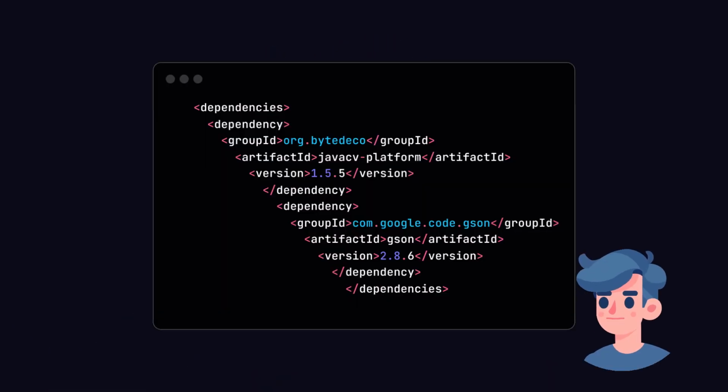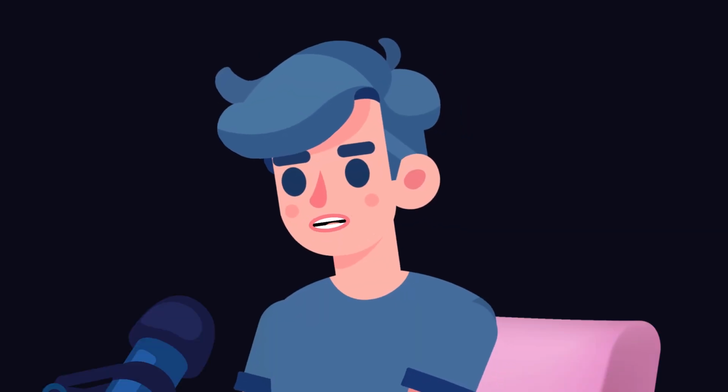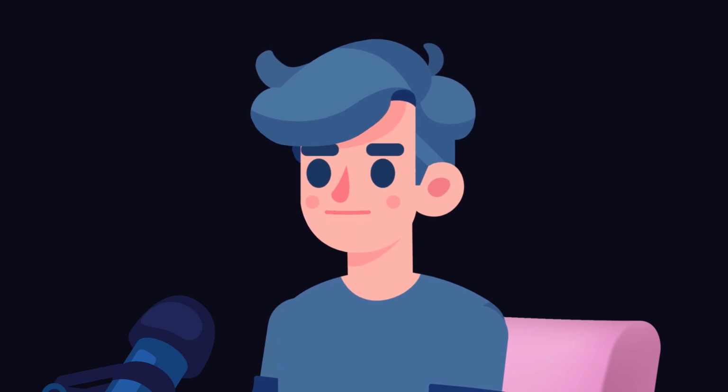Also, let's use the following libraries to manage different tasks. 1. OpenCV for image processing and facial recognition. 2. JavaCV to bridge Java with OpenCV. 3. A JSON parsing library such as JSON to handle our data formats. You can add these libraries via Maven or Gradle. Here's how you can configure your Maven project.